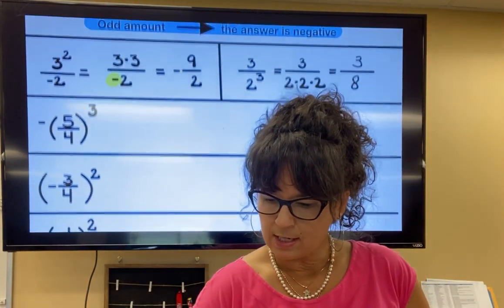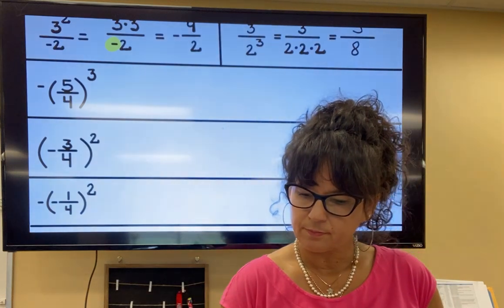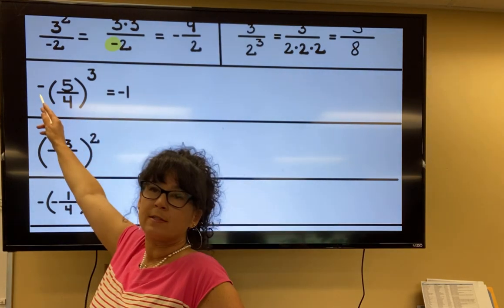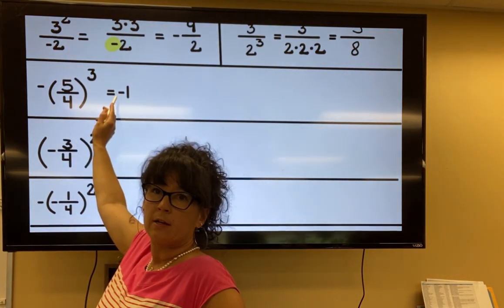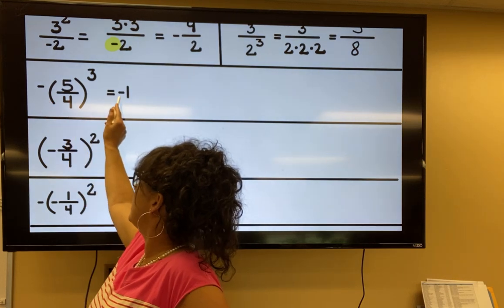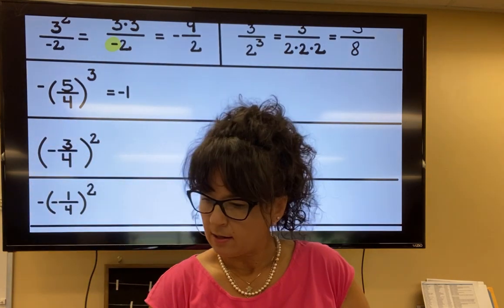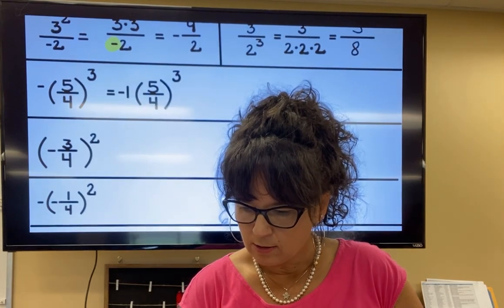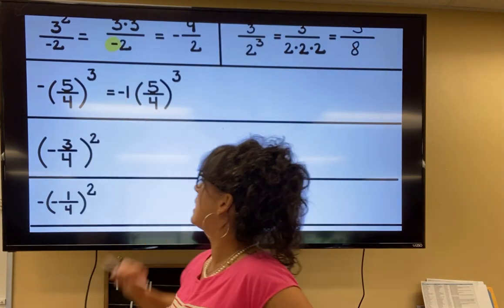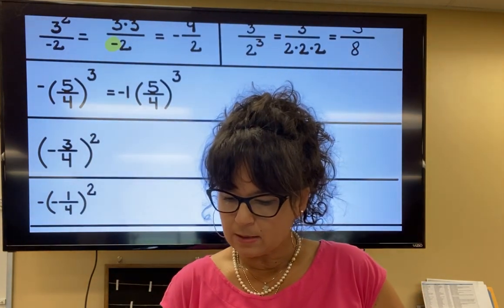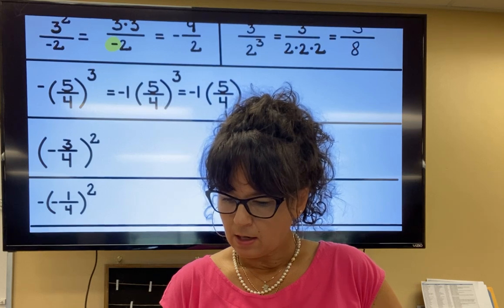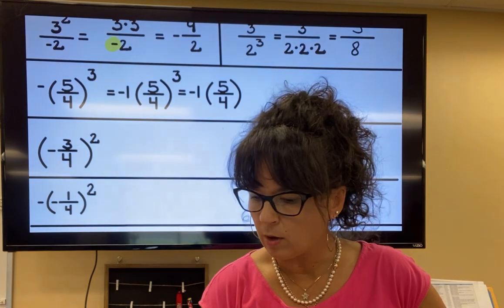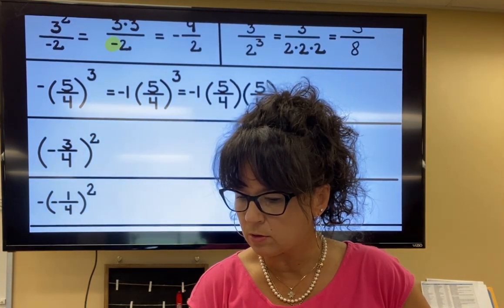Okay, so continuing down here just to do a few more. The negative sitting in front of the set of parentheses is a -1. So I'm going to jot down -1, and then I'll go ahead and recopy this to make sure that you notice that this negative is a -1. Now if I go to expand, I'm going to have -1 times 5/4. Since it's to the third power, we're going to put in 3 of those.